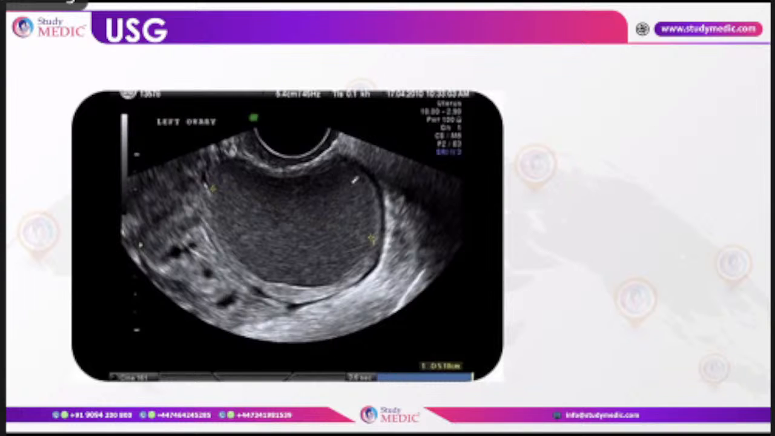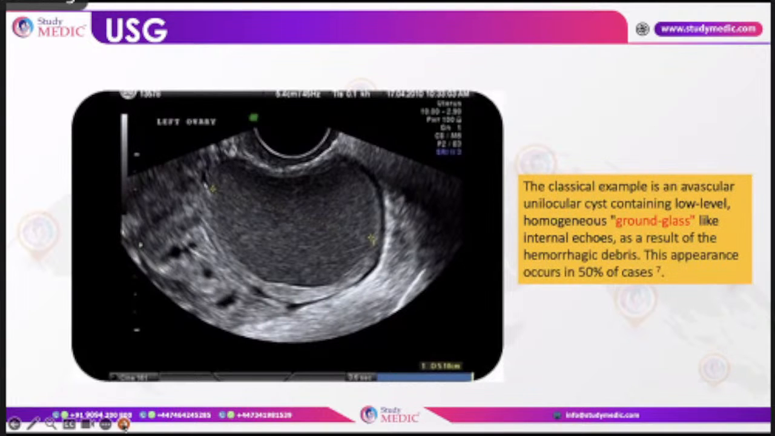Yashaswini, fantastic. What is the typical appearance? Very good, Aisha. Ground glass appearance. The classical ground glass appearance. This is due to the hemorrhagic debris. It is not a hemorrhagic cyst. This is due to the bleeding which is happening inside the ovarian cyst, which looks like a very typical ground glass appearance.